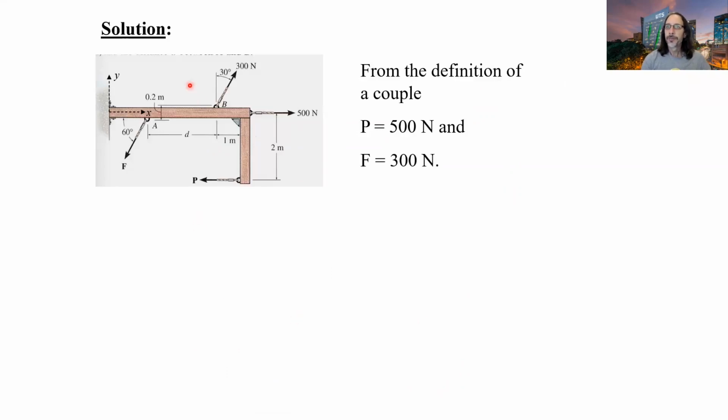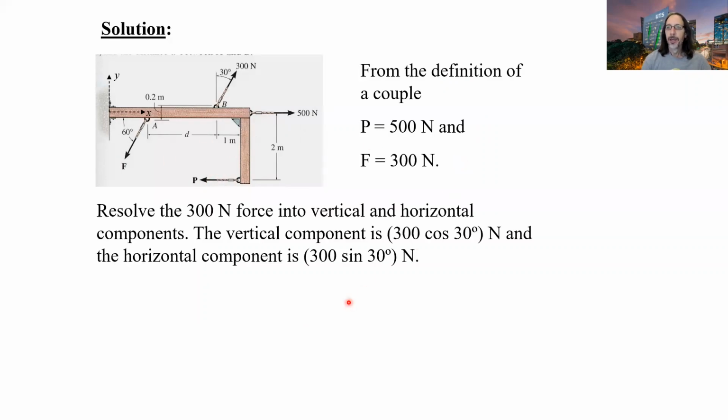All right, so looking at our solution, as we discussed before, from the definition of a couple, we know that this 500 and this force here, P, form a couple, equal and opposite, separated by a distance, parallel forces. So P is going to be 500 and F will be 300. The 500 and the force P here are both horizontal, so we don't need to put those into components. But we can resolve this force here at 30 degrees into horizontal and vertical components.